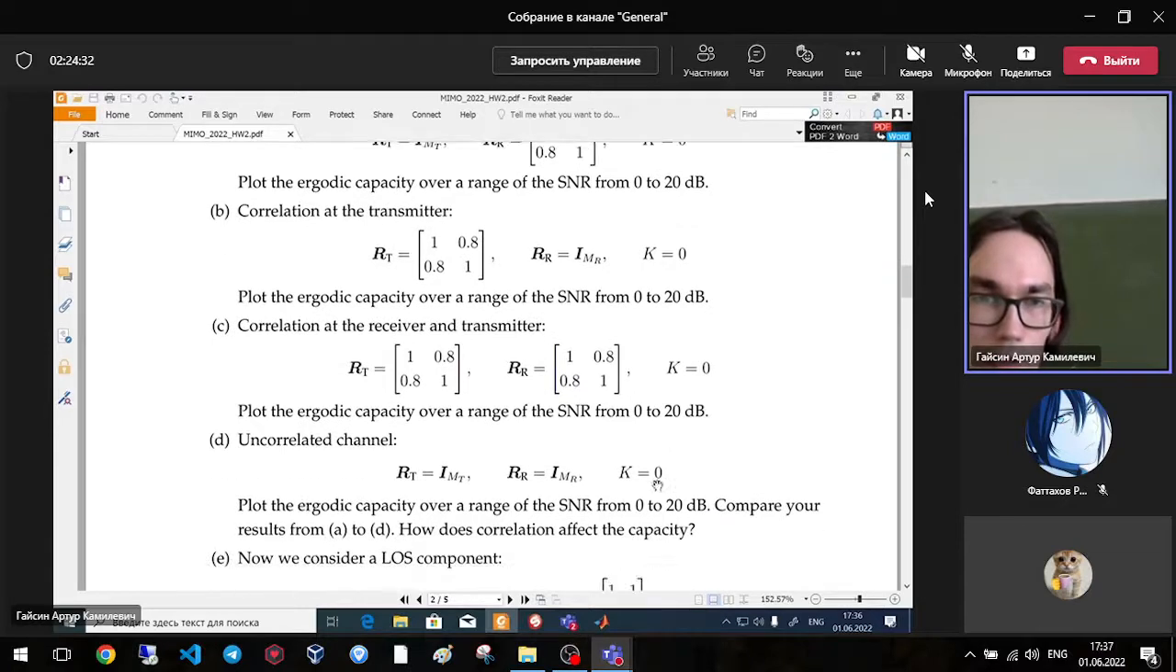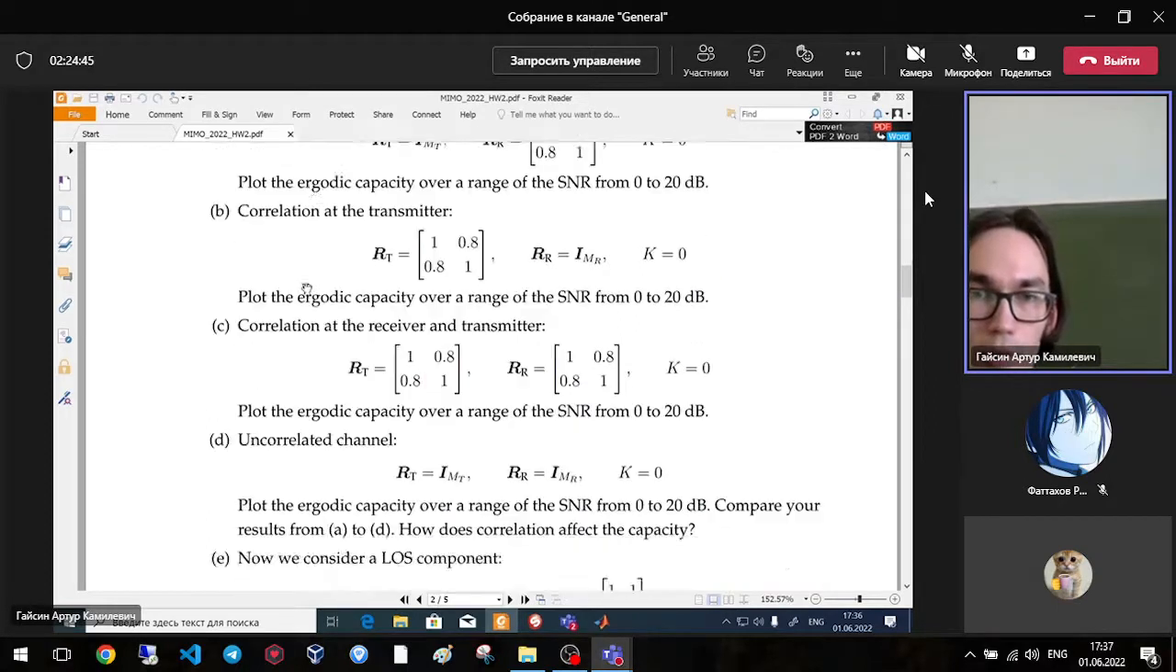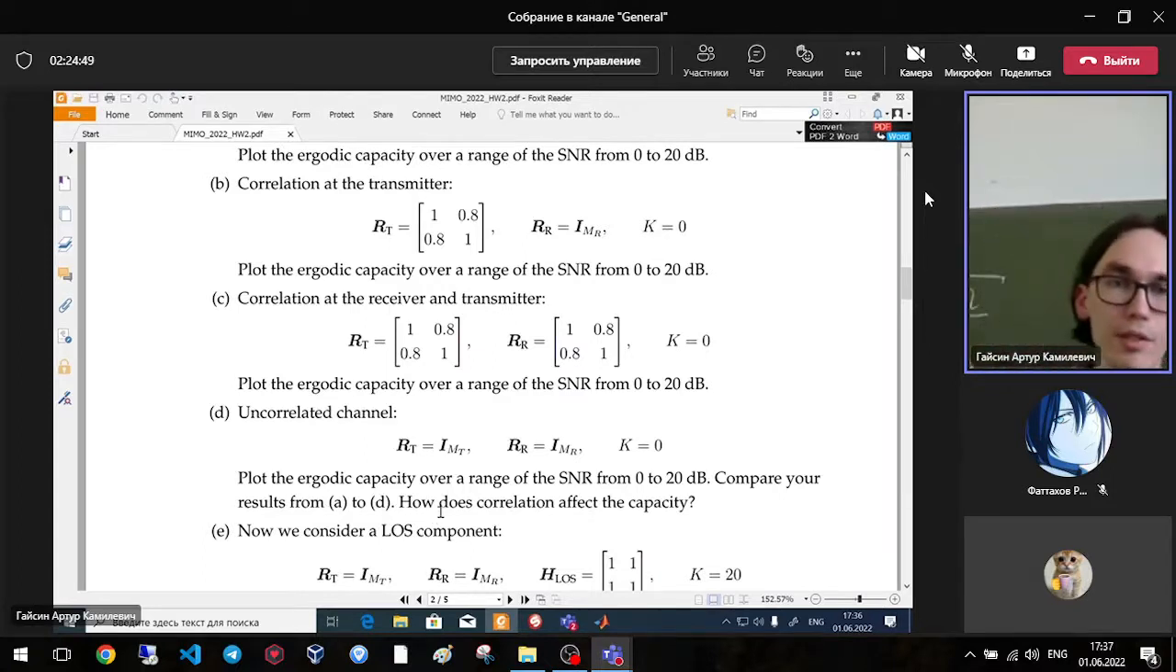And the last thing here is to calculate this uncorrelated channel. And maybe it will be good not to plot pictures for each subtask, but you can plot A, B, C, and D together as one plot. So these are the non-line of sight cases.